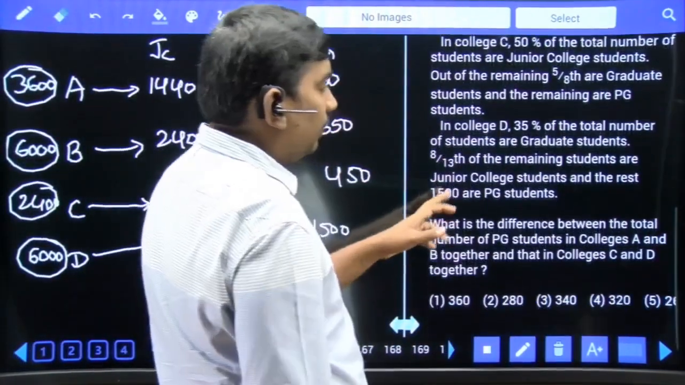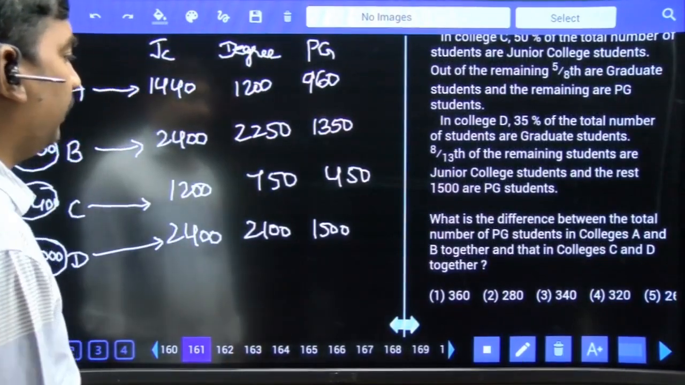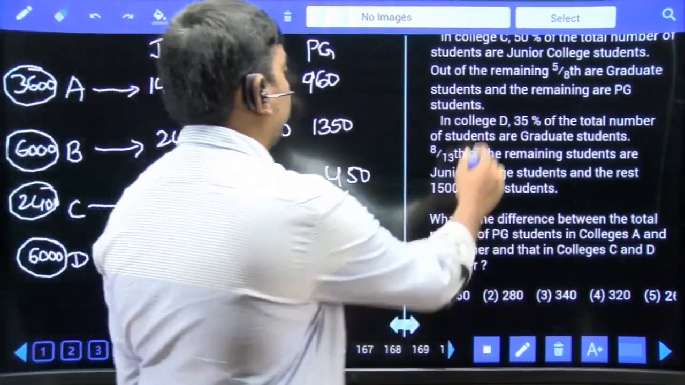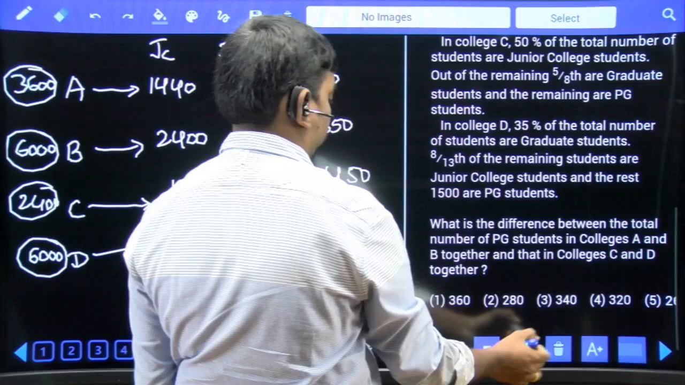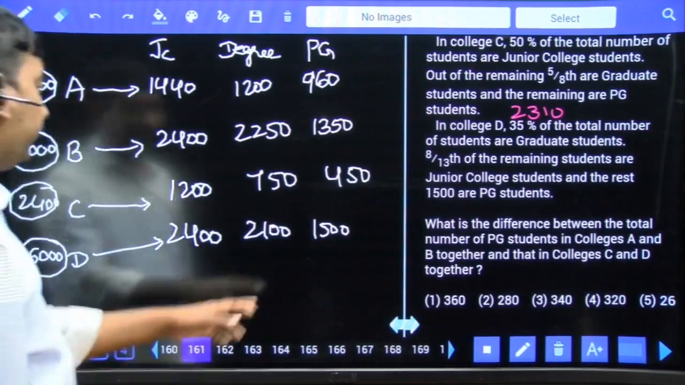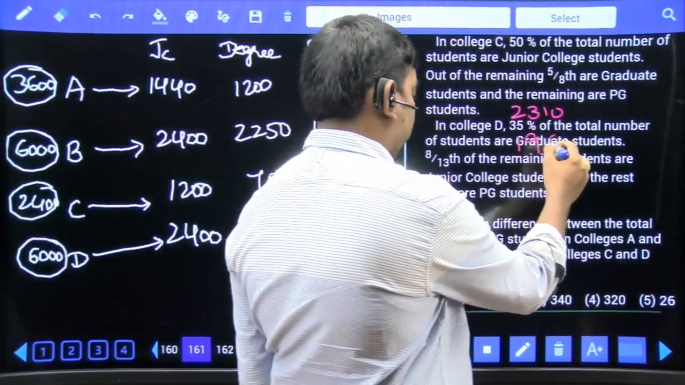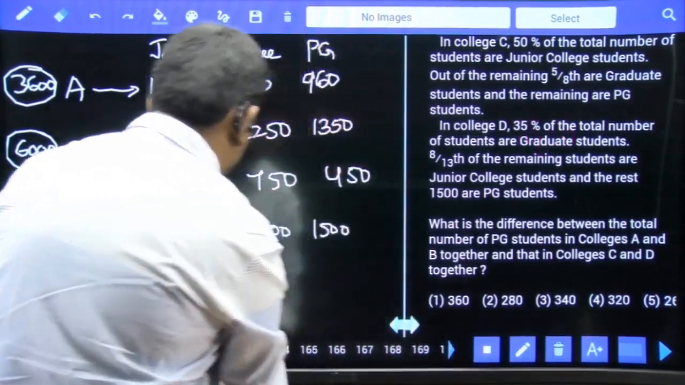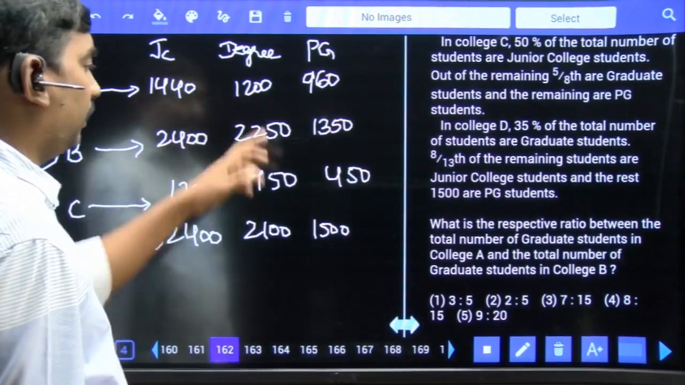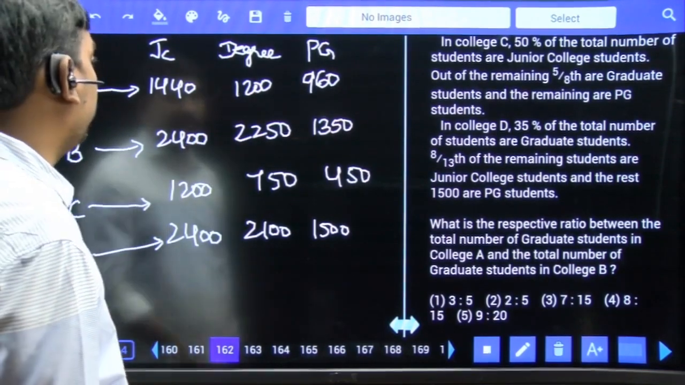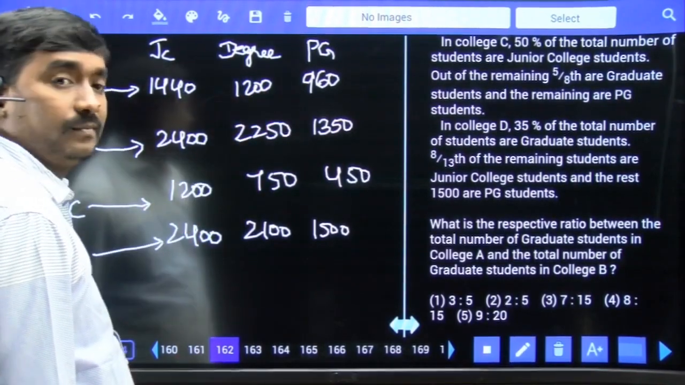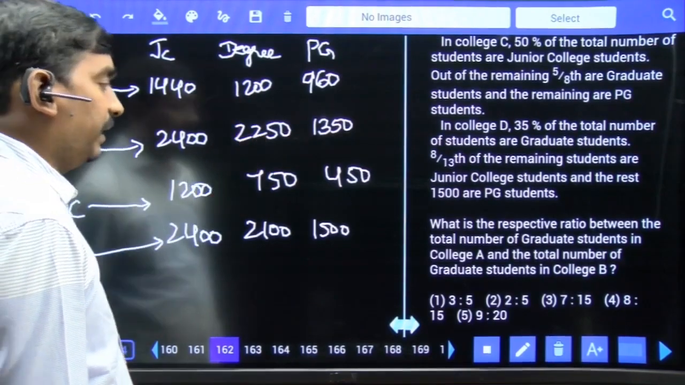Look at the questions. What is the difference between the number of PG students in colleges A and B together and colleges C and D together? A and B: 960 plus 1350, 2310. C and D: 1500 plus 450, 1950. 360 is the difference. What is the ratio between the number of graduate students in college A, 1200, and in college B, 2250? The zeros get cancelled: 24 : 45, or 8 : 15. Fourth option.